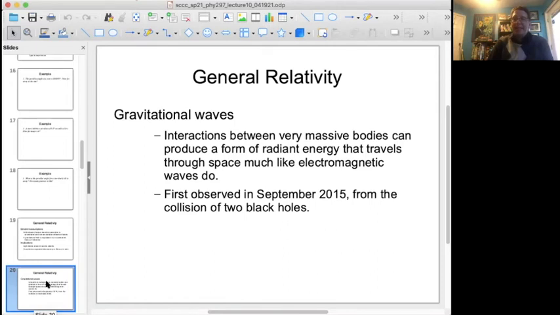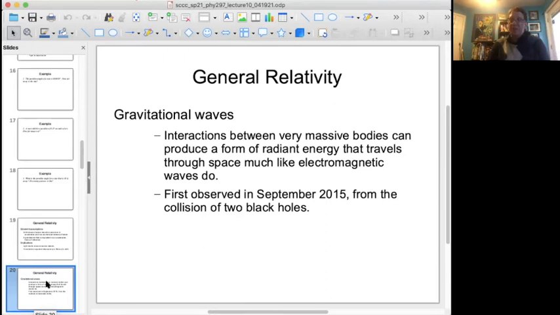The last aspect of Einstein's theory of general relativity to be verified experimentally were gravitational waves. These are interactions between very massive bodies that can produce a form of radiant energy the same way that electromagnetic waves do. And this was first observed in September 2015.